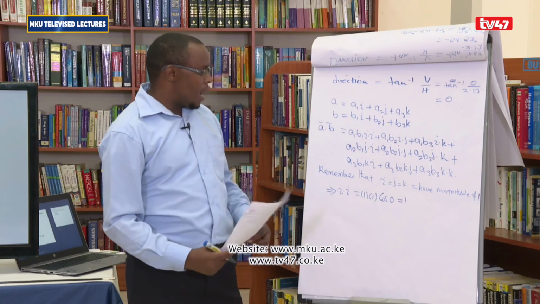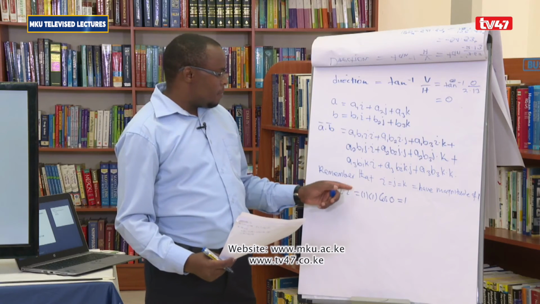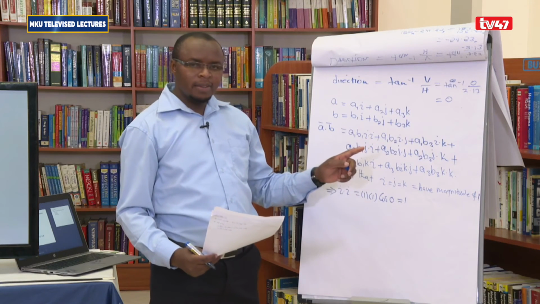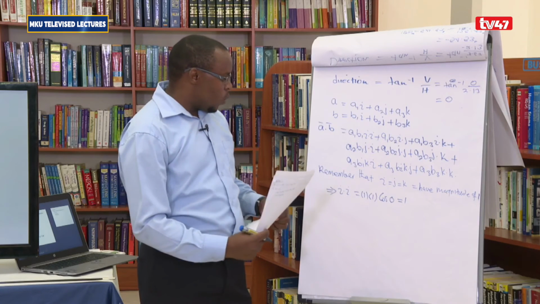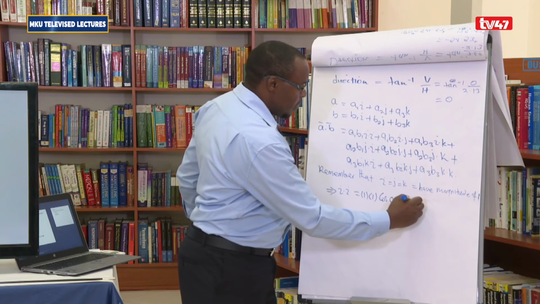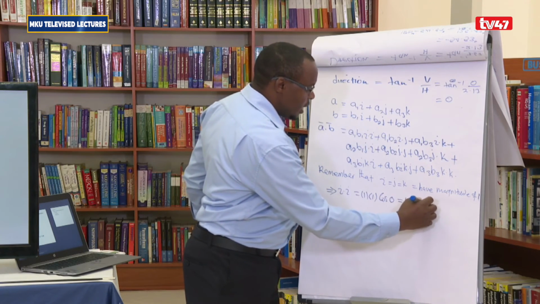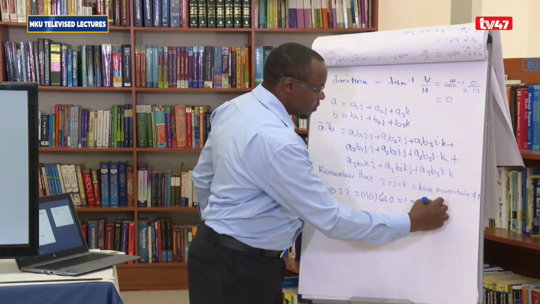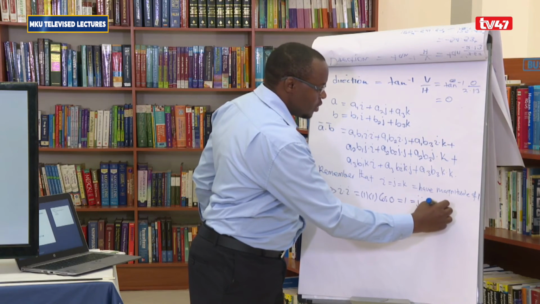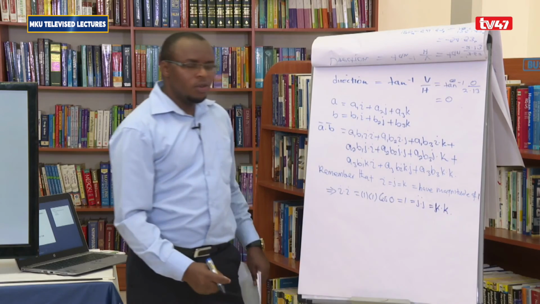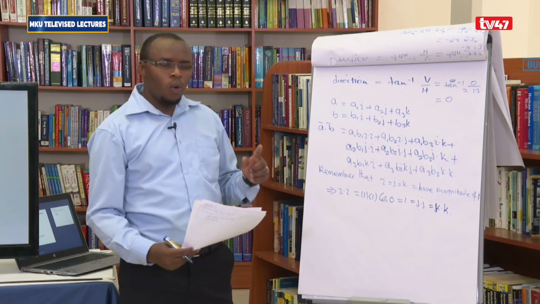So any time you have values which are on the same axis, the answer is going to be 1. So this is going to be the same as when you have j dot j, which is the same as k dot k. So that is going to give you a value of 1.